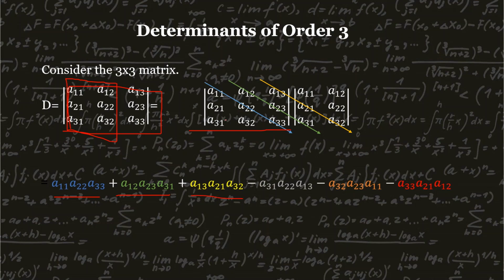Next, from the lower left to the top right, a sub 3 1 times a sub 2 2 times a sub 1 3, minus a sub 3 2 times a sub 2 3 times a sub 1 1, minus a sub 3 3 times a sub 2 1 times a sub 1 2.